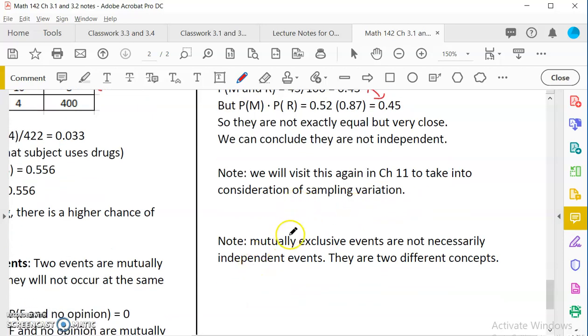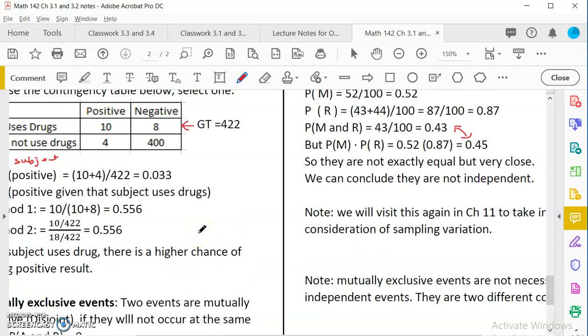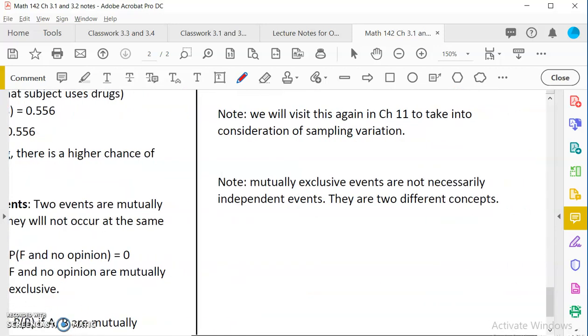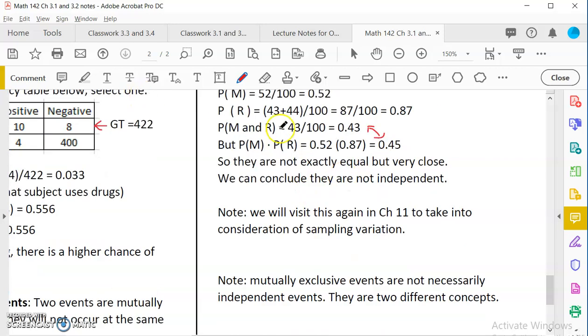And also lastly, mutually exclusive and independent are two different things. Mutually exclusive just looks at whether they can happen together, so you look at whether there's a zero. And independent means checking either the conditional probability or multiplying to see if it's equal to the probability of A and B.